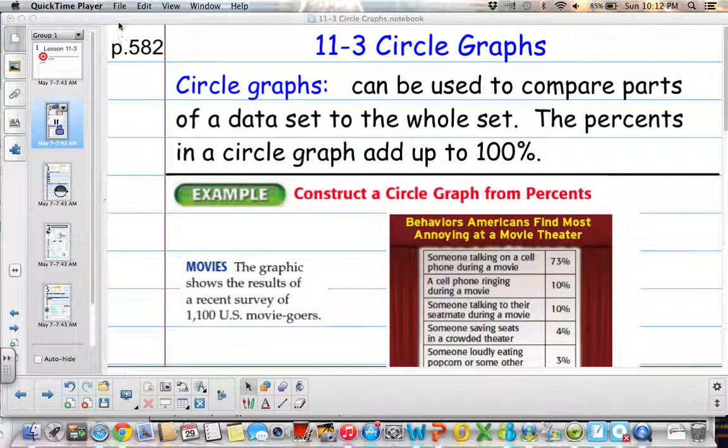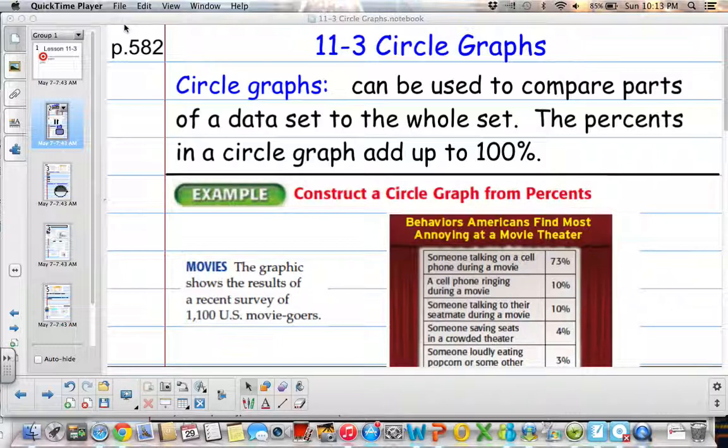So we've talked about histograms, so now a different way to display our data is using a circle graph, and circle graphs can be used to compare parts of a data set to the whole set. The percents in a circle graph add up to 100%. So when we're looking at circle graphs and when we're constructing circle graphs, we need to know the percent out of the whole number, and that's what we use to make our circle graph.